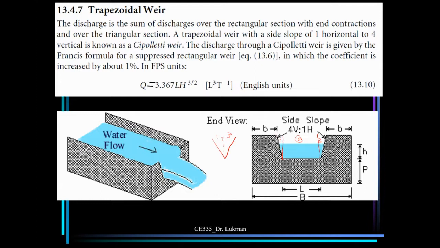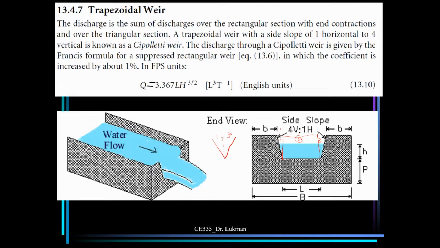Okay, so when this is 1 to 4, which is the side slope, 4 vertical, 1 horizontal, it is just a ratio that will help us determine the geometry of the section. We will use this ratio in the next chapter to help us find the geometry of some channels. Okay, so this special type in which the ratio is 4 to 1 is known as a Cipolletti weir.